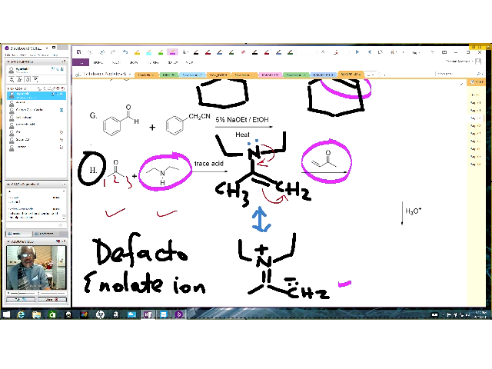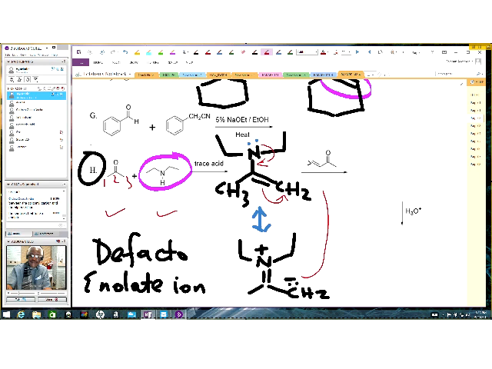That would be a Michael addition reaction, because you have this, what I call a pseudo enolate ion, which will simply come here and act as a nucleophile, and the pi electron comes to this here. And so what are we going to get? We get this.